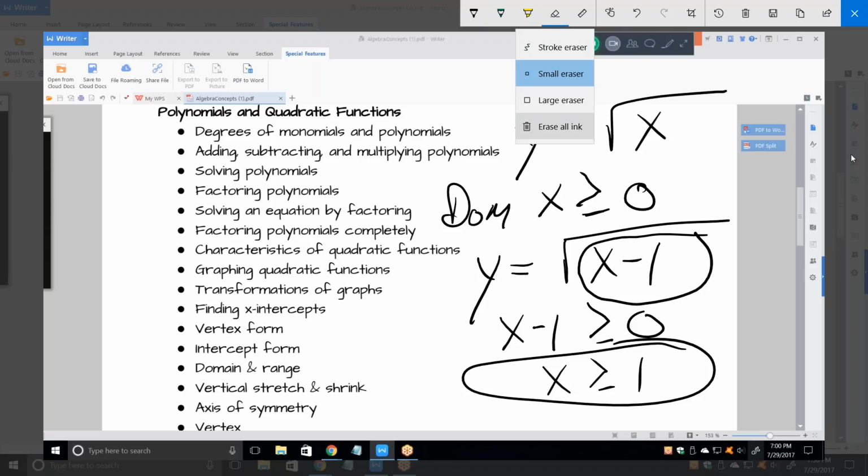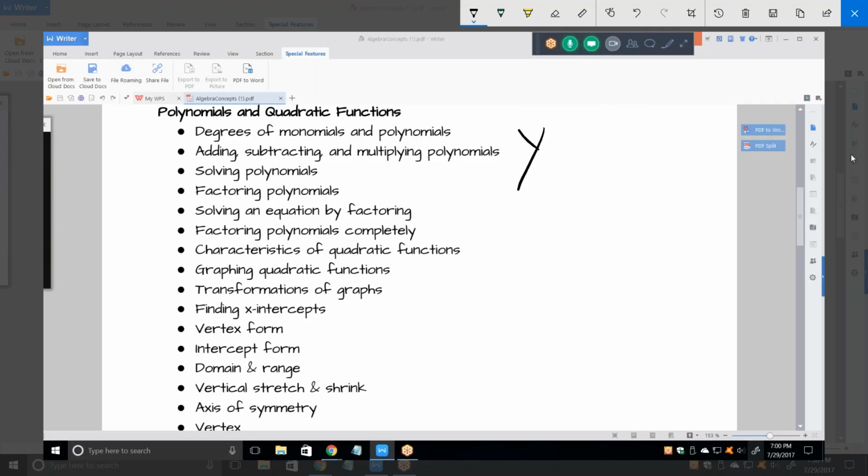Okay, let me get a little harder. What about that one? All real numbers except negative numbers? Almost. Can x be 0? No. So all real numbers except negatives or 0? Yeah, and the easiest way for you to write it is x has to be greater than 0, not greater than or equal to.